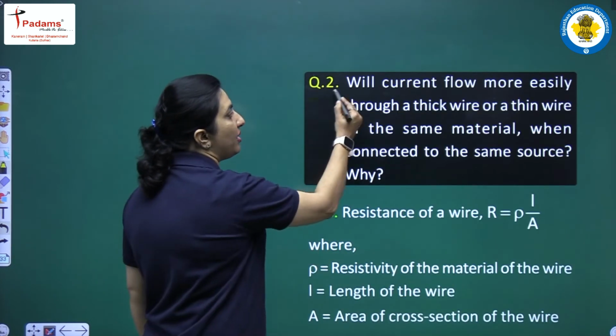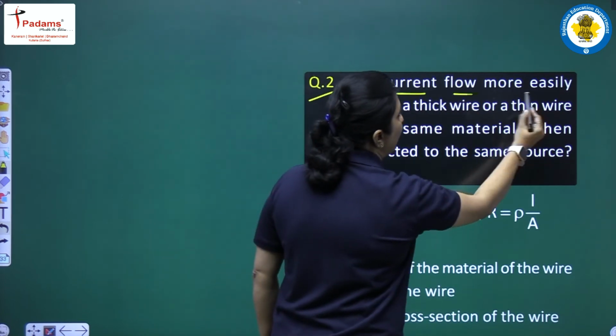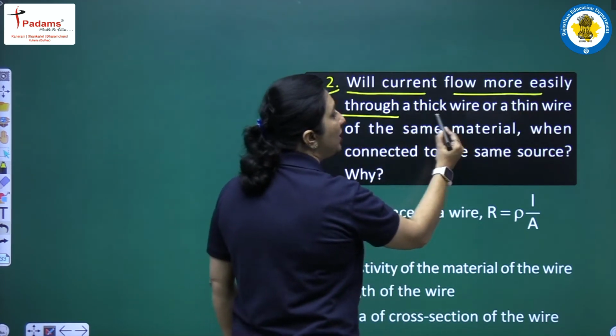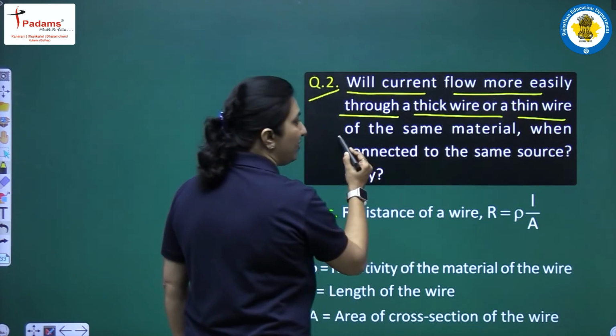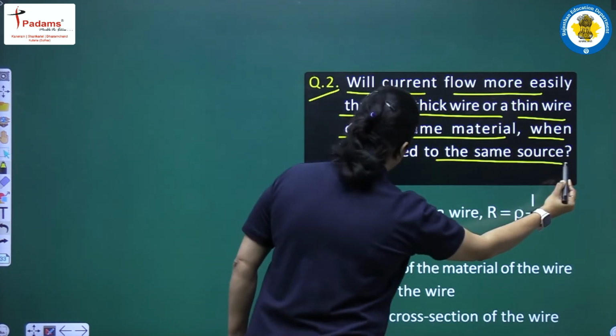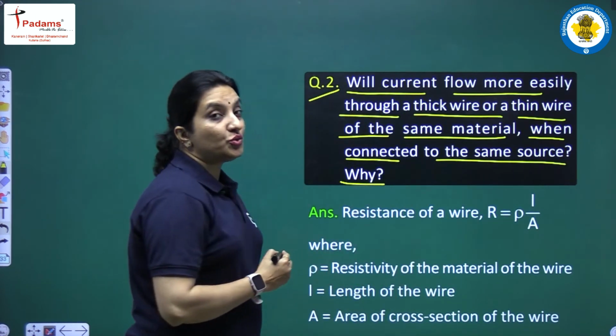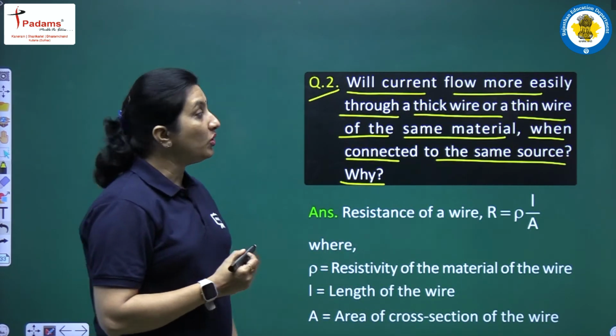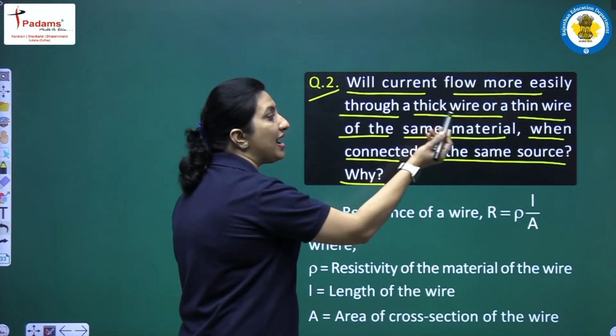Then students, question number 2. Will current flow more easily through a thick wire or a thin wire of the same material when connected to the same source? Why? Now students, here we must know what a thick wire and a thin wire mean.